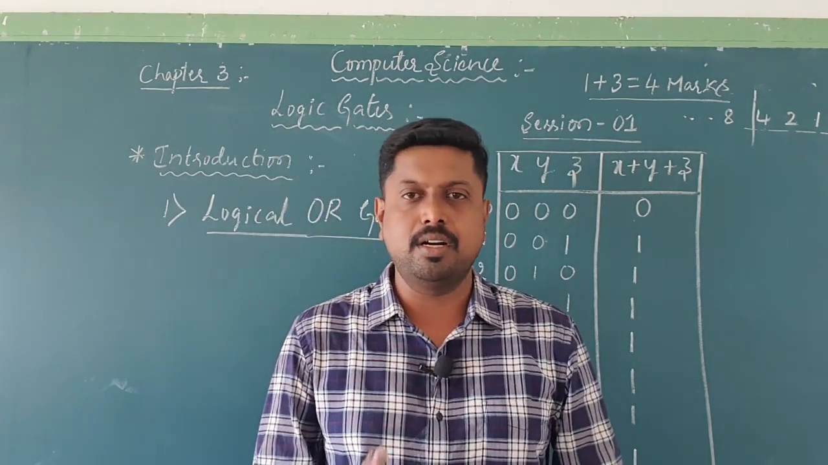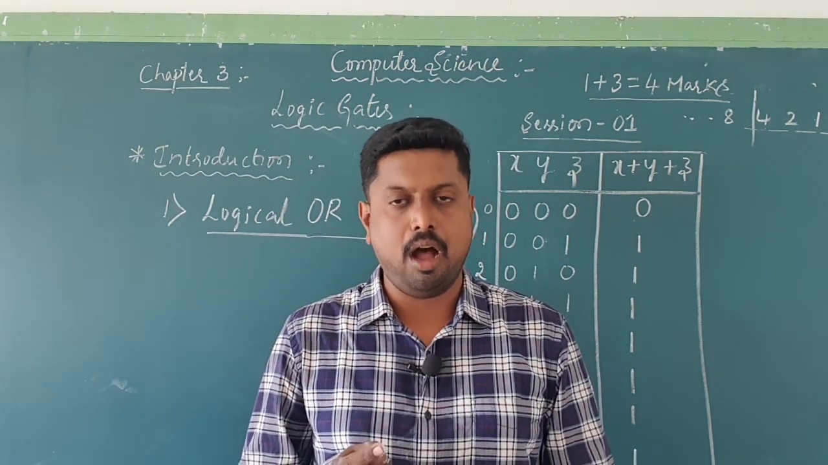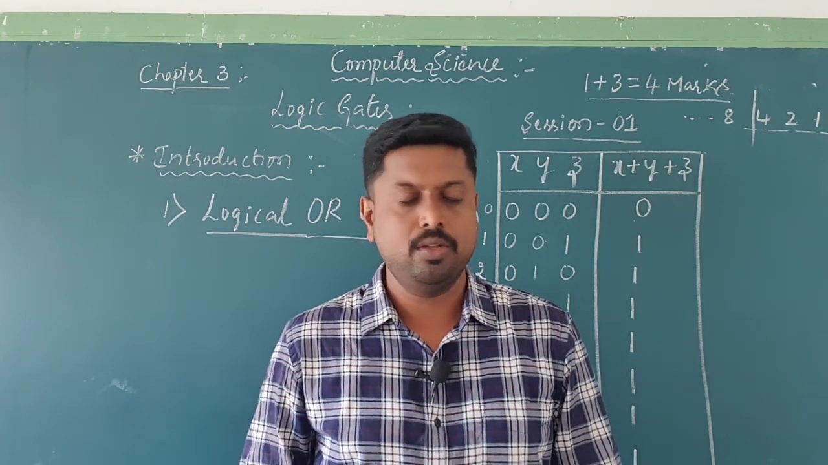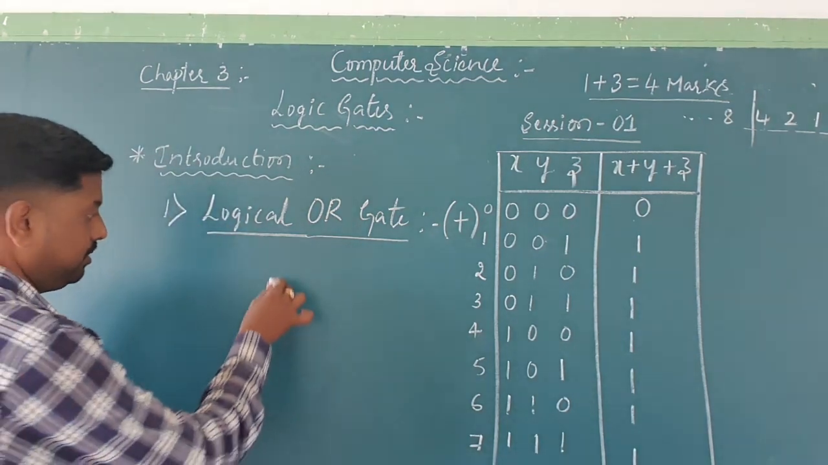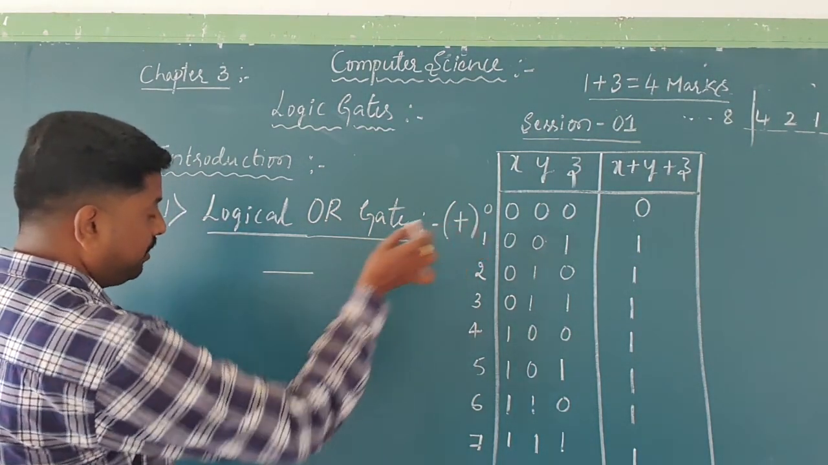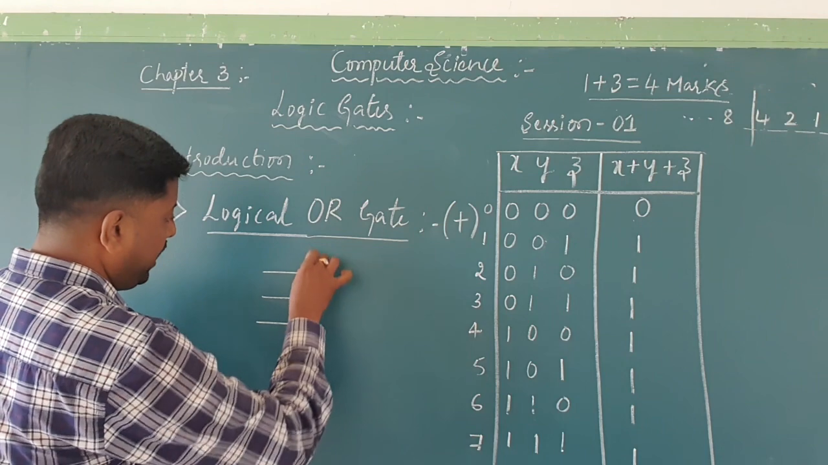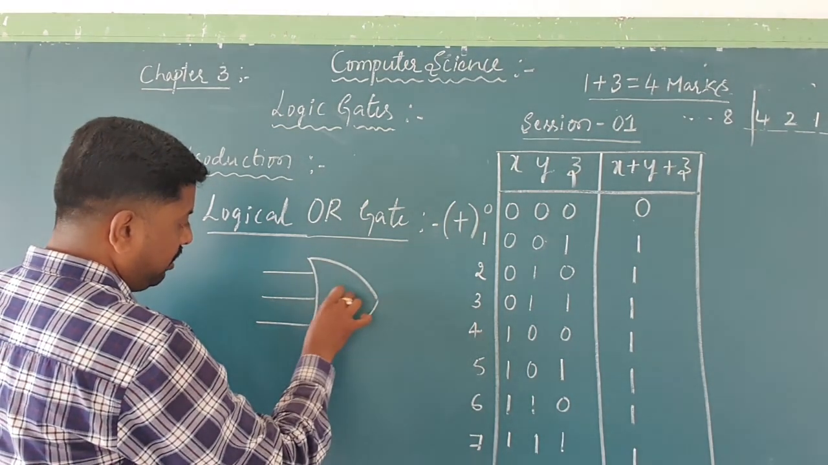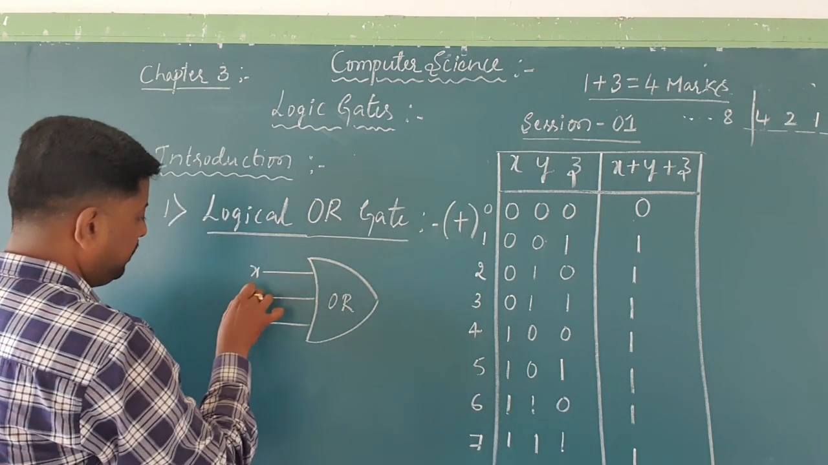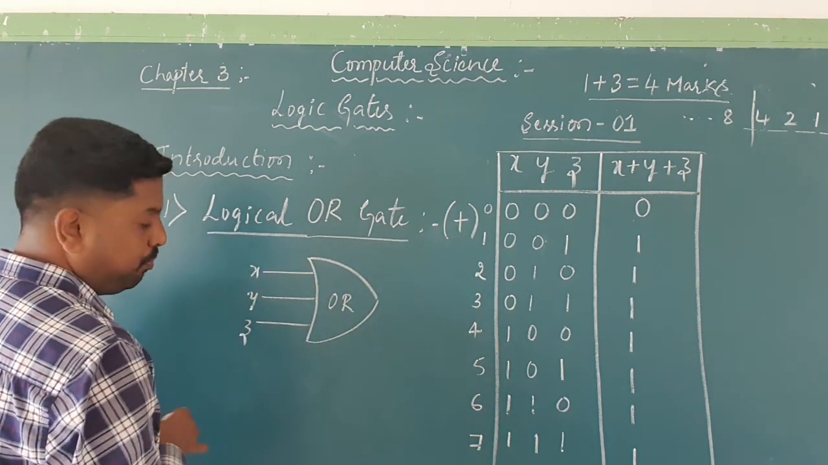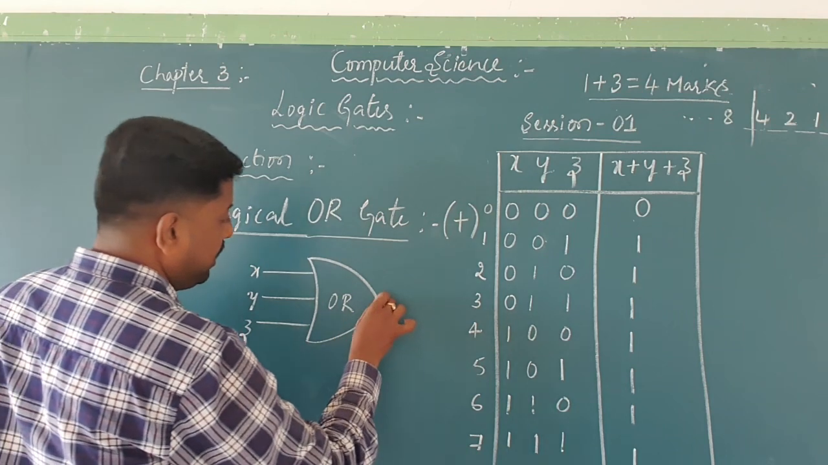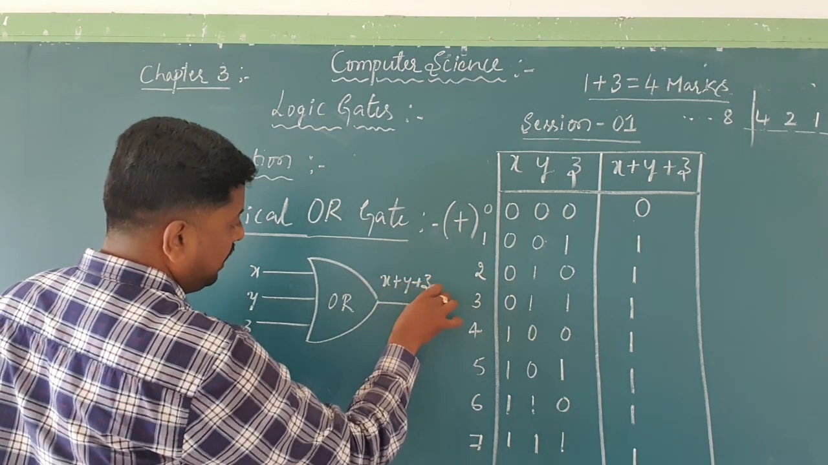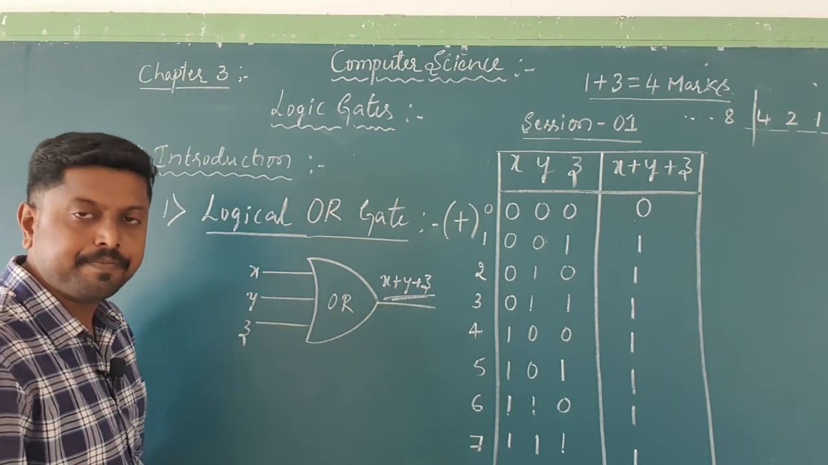By this we learned the definition of the OR gate, its truth table, and symbolic representation also. So once again I will write, better, the logical OR symbol. For the three inputs X, Y, Z, the gate name is OR, and X, Y and Z are the three inputs. For these three inputs, with the help of addition, X plus Y plus Z will be the result.